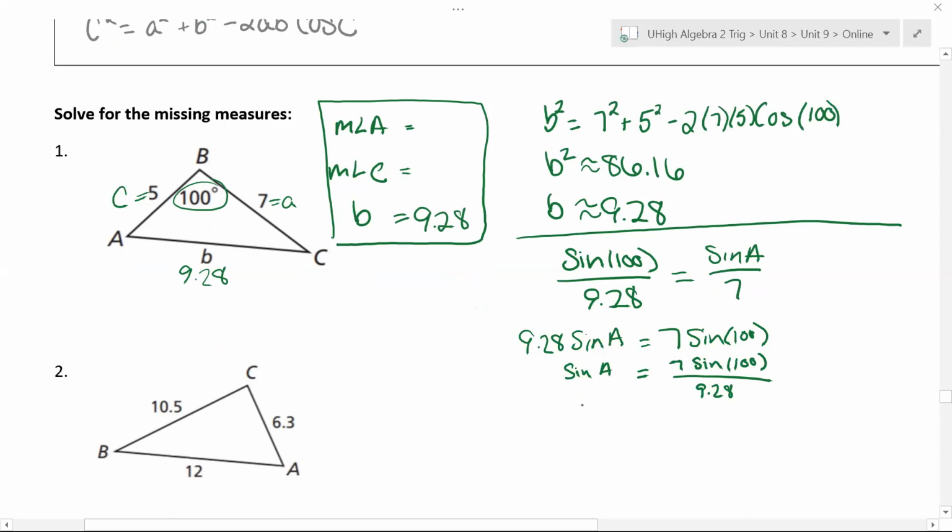So you have to take the inverse sine of both sides. Let's do the inverse sine of both sides. So A is approximately 47.95 degrees.